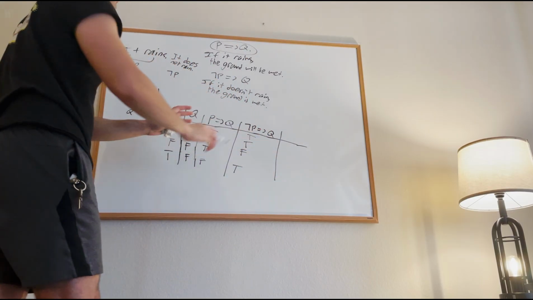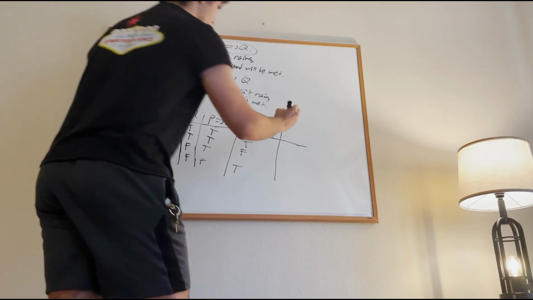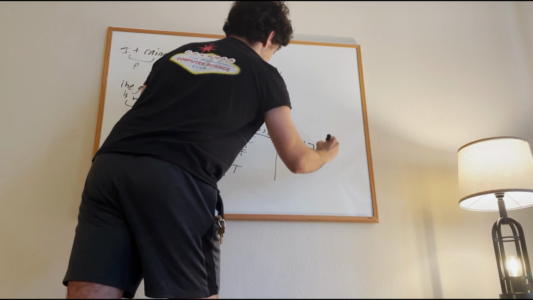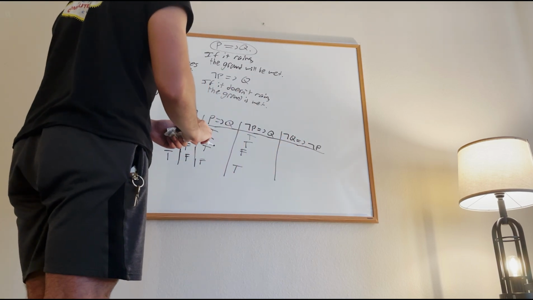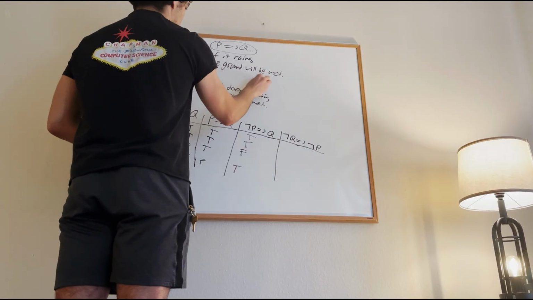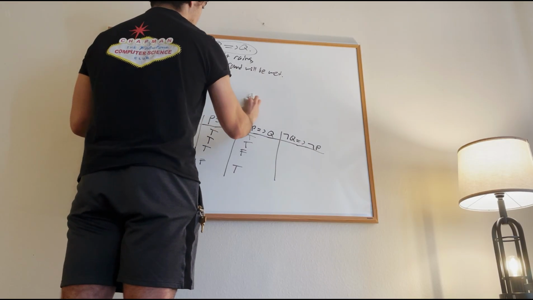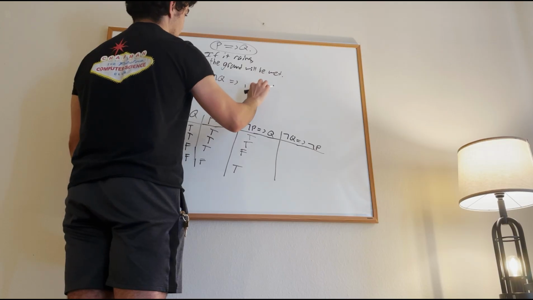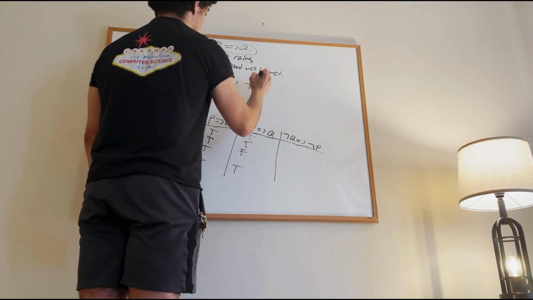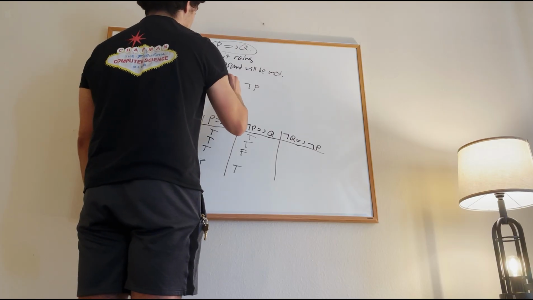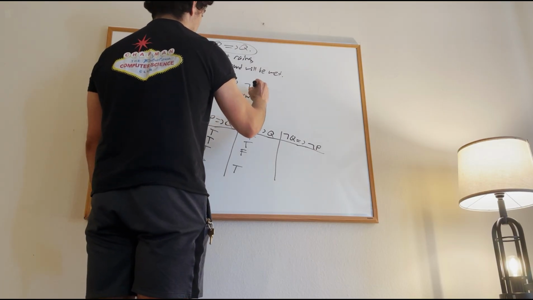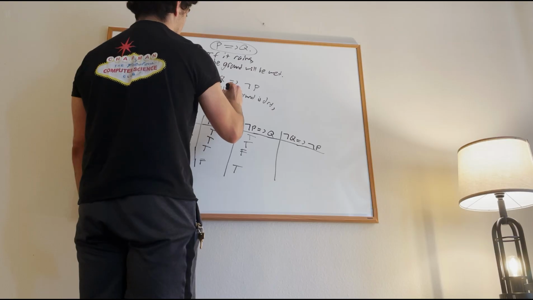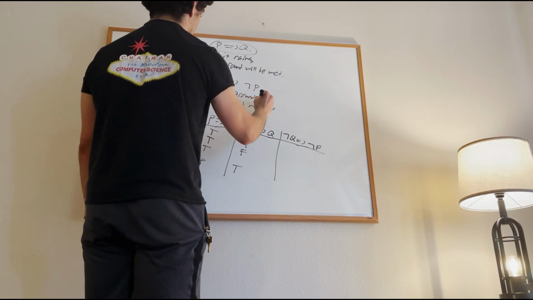We can play around with this a bunch, but let's look at a particular case where we have not Q implies not P. So I'm gonna get rid of this. So not Q implies not P is saying if the ground is dry, then it did not rain.